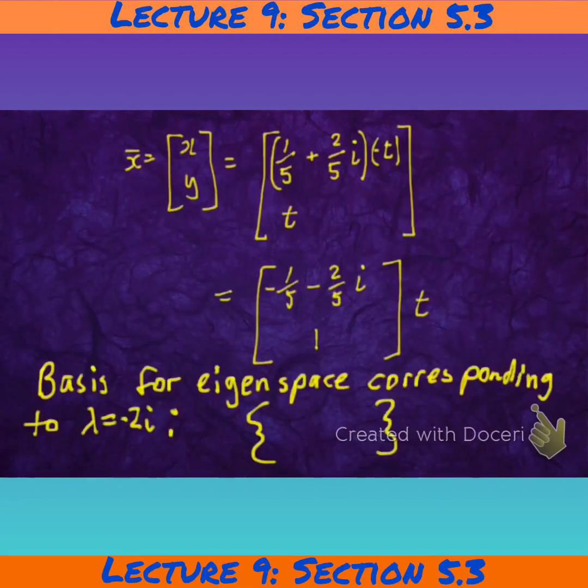Right, so the basis for the eigenspace corresponding to lambda equals a half is going to be this vector, that vector there.